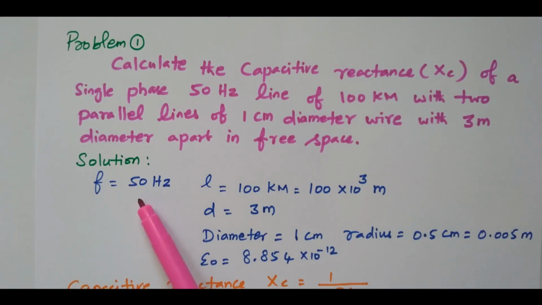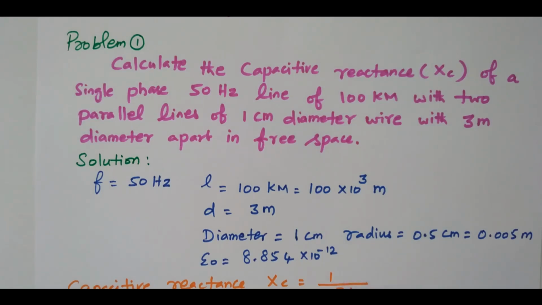The frequency is 50 Hz. The length is 100 km, that is 100 into 10 to the power 3 meter. The distance between the conductors is 3 meter. The diameter is 1 centimeter, so the radius equals 0.5 centimeter, that is 0.5 into 10 to the power minus 2, that is 0.005 meter. Now these are the data available: frequency, length of the conductor, distance between the conductors, and the diameter, thereby the radius. Epsilon naught is nothing but 8.854 into 10 to the power minus 12. That value is also available.